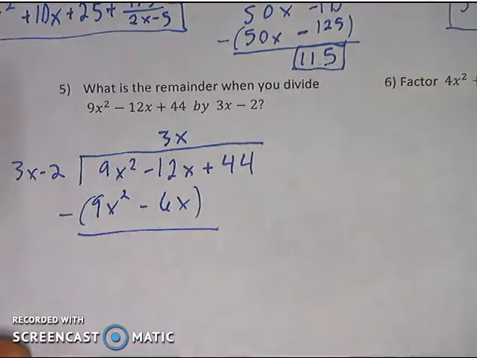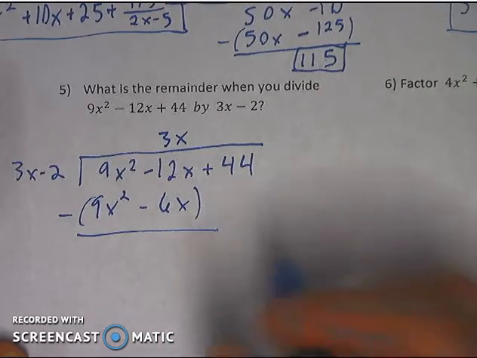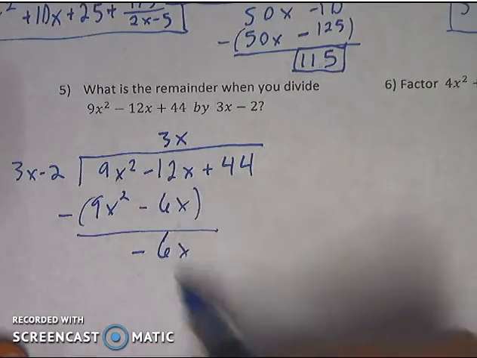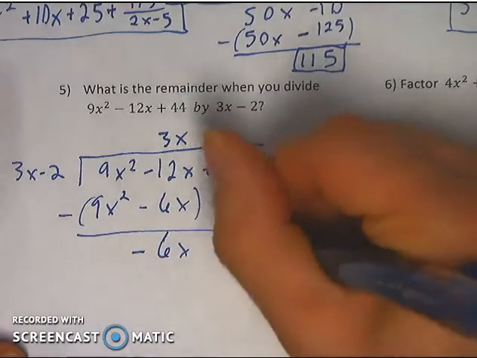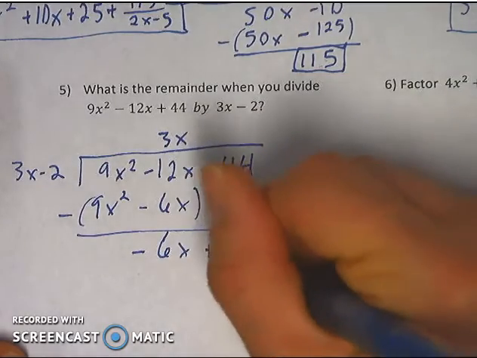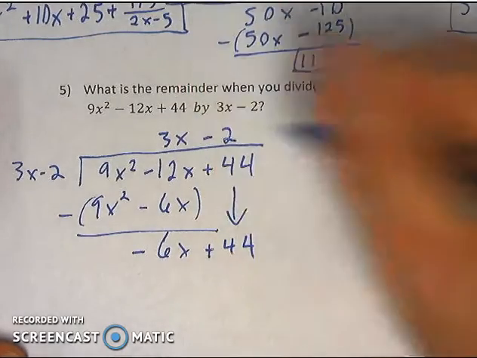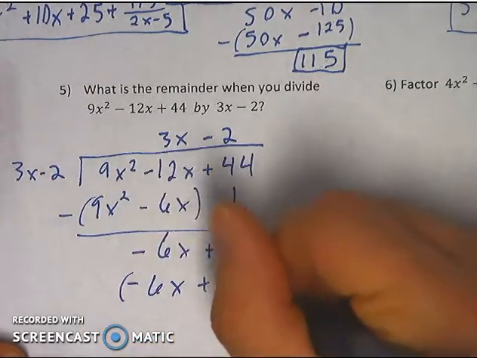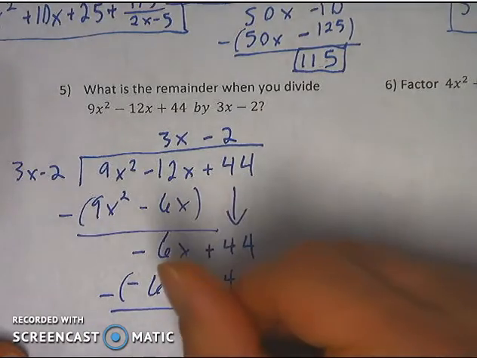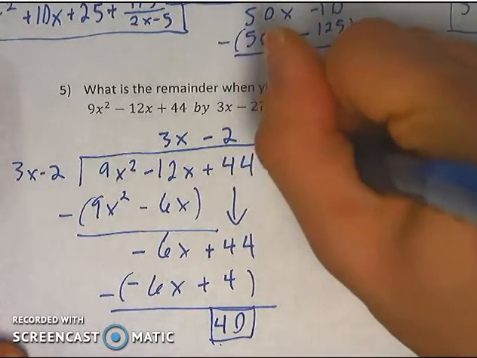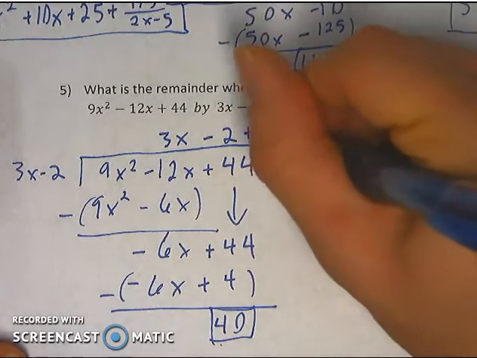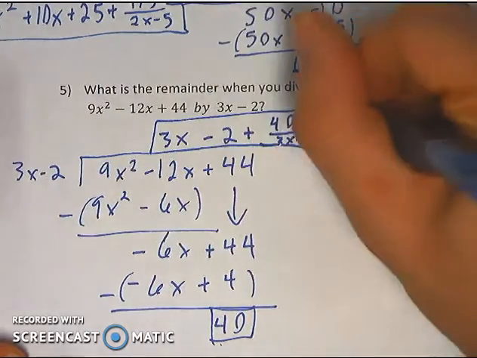Go ahead and subtract those to get negative 6x, because a negative makes a positive, so when you add 6x to negative 12x, you're left with negative 6x. We've still got the plus 44 here. Multiply by negative 2 to get negative 6x plus 4. Subtract those to get positive 40 as the remainder, which means up here I can write plus 40 over 3x minus 2. There's your answer.